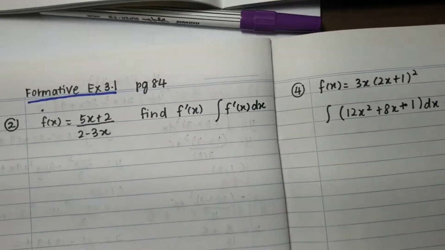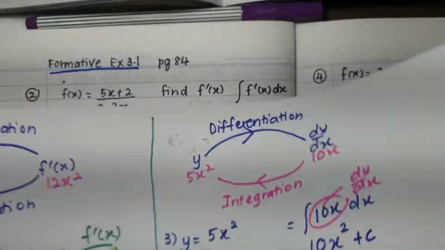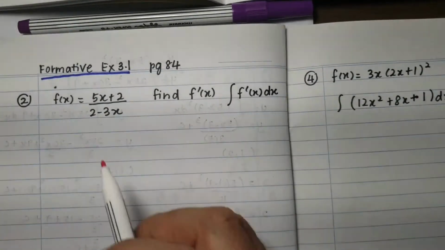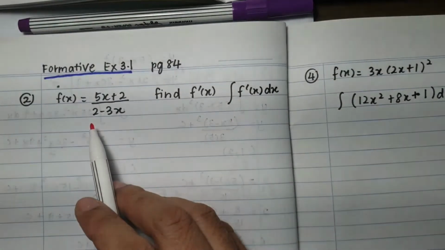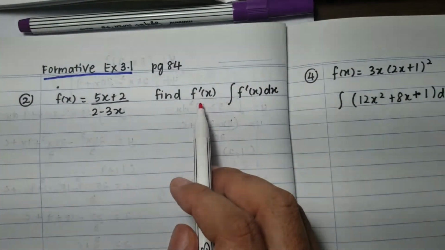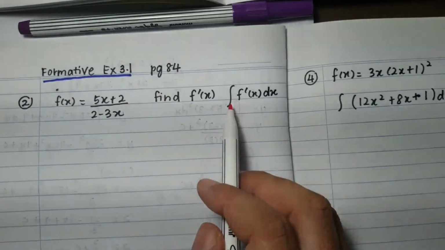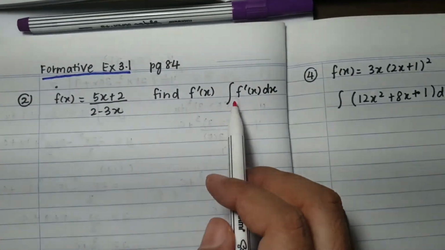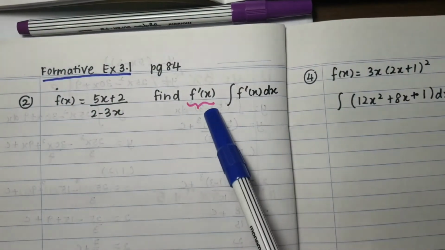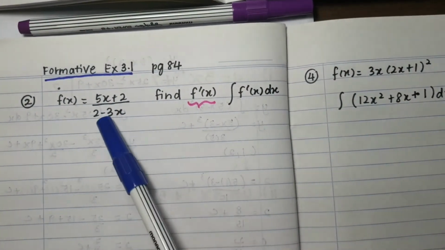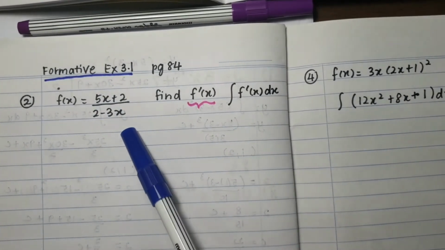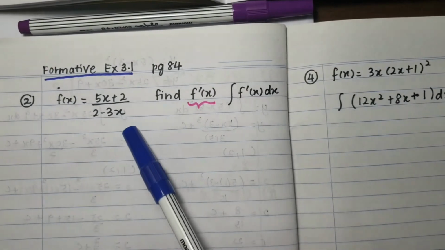Okay, formative exercise 3.1, page 84, number 2. Given to you function f, right? And the question asks you to find f prime x, alright? And then integrate f prime x with respect to x. First, let's find f prime x using quotient rule. We cannot simplify this function, so let's use quotient rule.